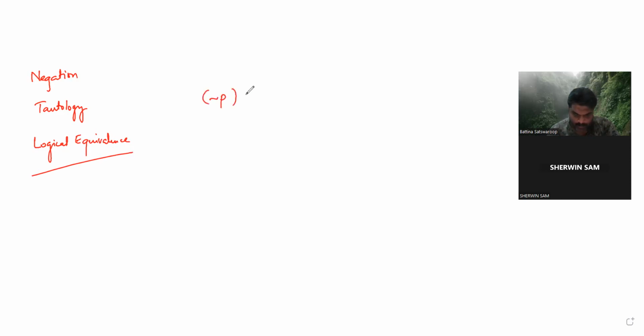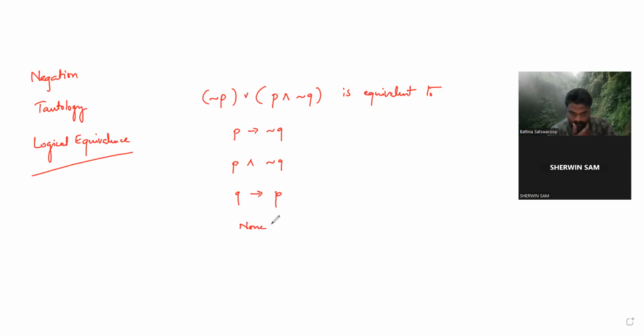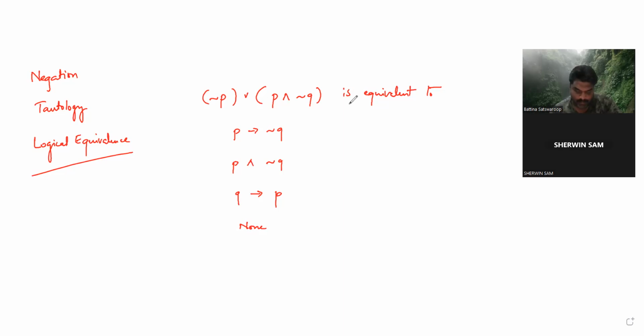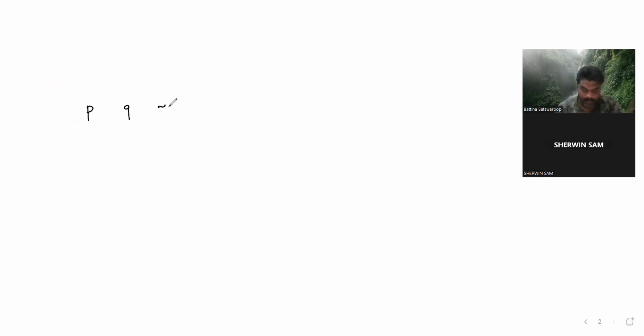Negation of P or (P and negation of Q) is equivalent to dash. Options are: P implies negation of Q, P and negation of Q, Q implies P, none of the above. First of all, I will try to write the truth table for this. I will take first P, Q, negation of P, negation of Q.